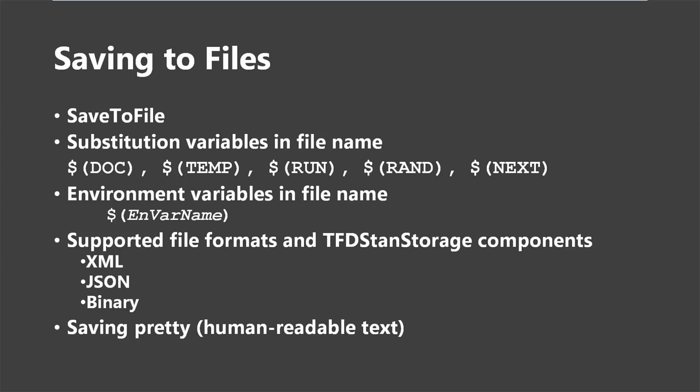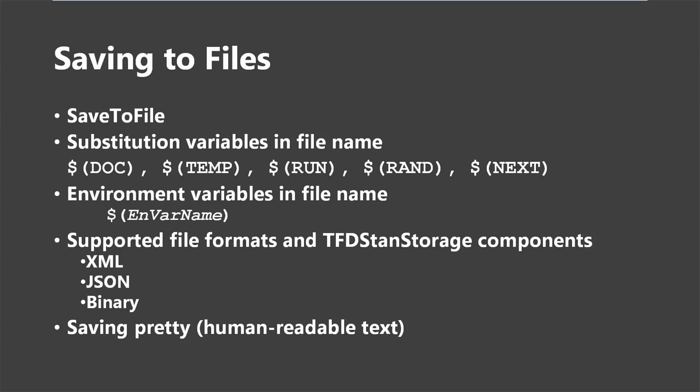If you do include a file name, you have the option of including a second parameter, which is the supported file format. Specifically, one of the values of TFDStorageFormat, which is a set. And those include sfXML, sfJSON, sfBinary, and sfAuto. Of course, this is how you can specify that you want a particular file format saved.